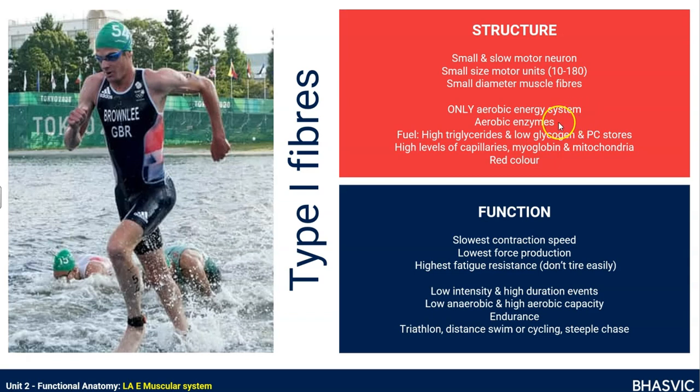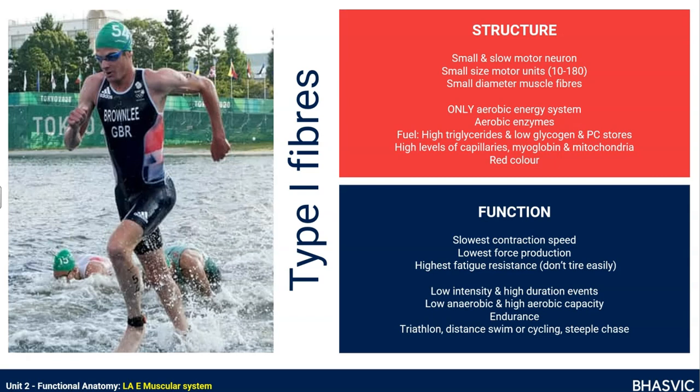The fuel that they use is fat, so they have reasonably high stores of triglyceride, which is the stored form of fat. They've got some glycogen. Glycogen is essential. They're the main 2 fuels. And they've got very little phosphocreatine. Now, you may not know a lot about that at the moment. That's perhaps something that comes out in the physiology unit a bit more.